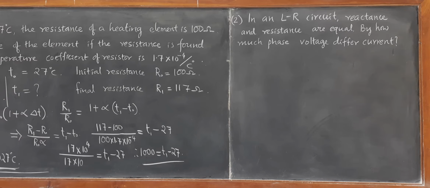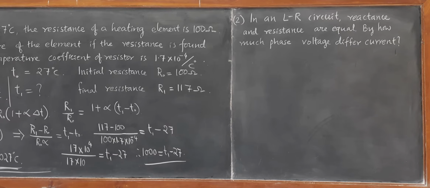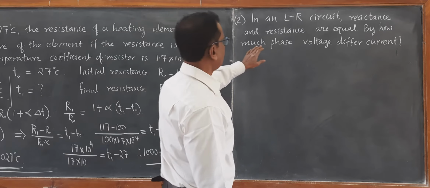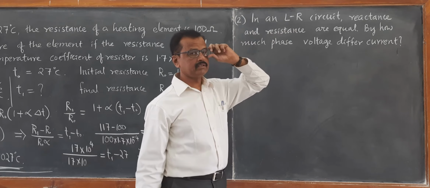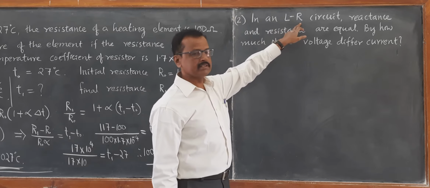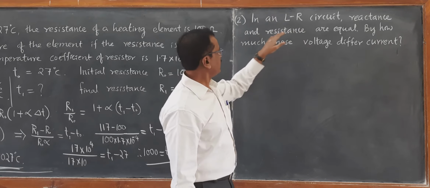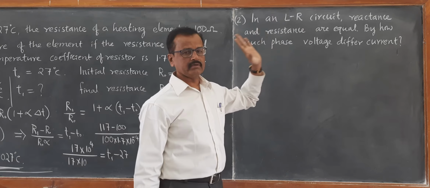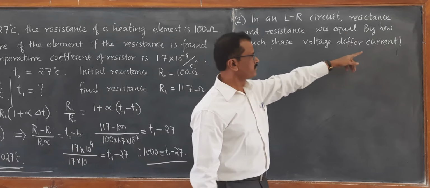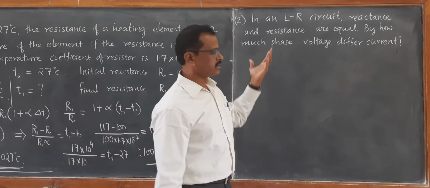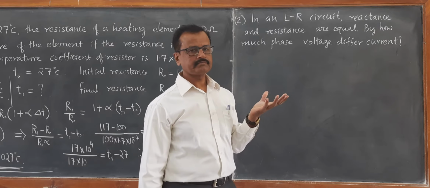Now see the second problem. The second problem is from the AC circuits, alternating current circuits. In an LR circuit, inductance and resistance circuit, the reactance and resistance are equal. By how much phase does the voltage differ from the current? Means you are asked to find out the phase difference.